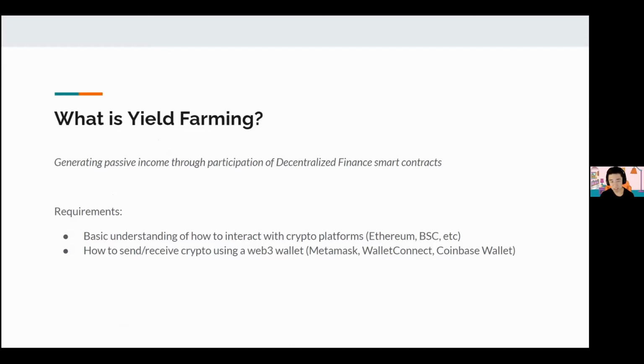Now, to further understand the slides later on, you probably need a basic understanding of how to use a crypto platform such as Ethereum or Binance Smart Chain, and also how to send and receive these coins using a Web3 wallet, which is like MetaMask or Wallet Connect or Coinbase Wallet.